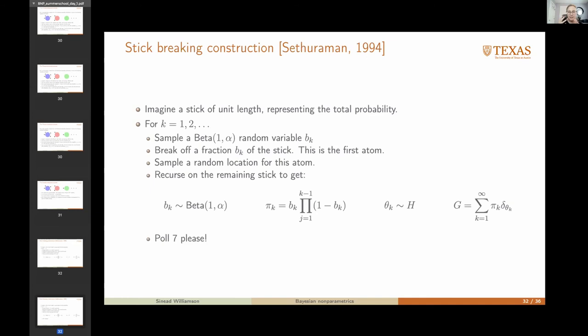Okay, so let's think about this with another poll question. I have this alternative way of generating an infinite dimensional probability vector where I generate it sequentially. I break off the first probability, I break off the second probability, I break off the third probability. Do I need to keep going forever? Do I need to generate all infinitely many in order to be able to work with it? Or can I just stop? So let's consider I want to sample 10 samples from a Dirichlet process mixture model. Am I going to be okay if I just sample the first 10 sticks and then use those probabilities to sample, or am I going to need more, or does it depend?